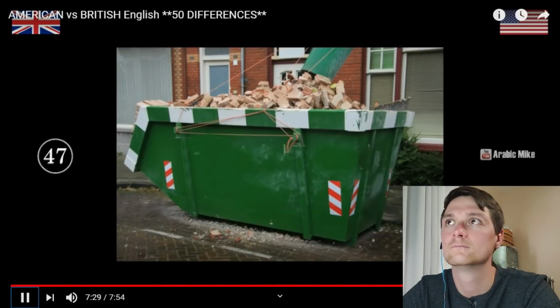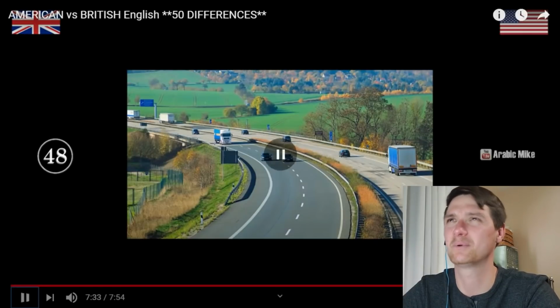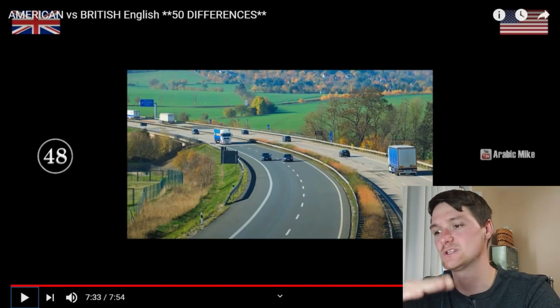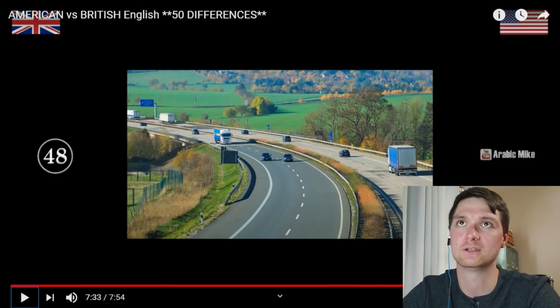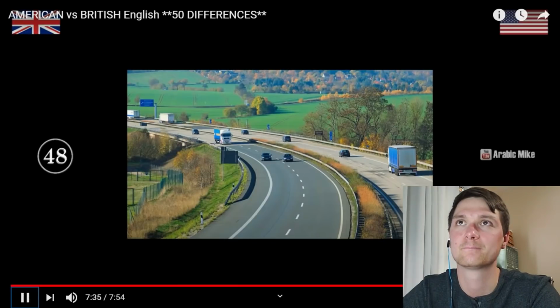What's this? A dumpster. Skip. What? Why is that a skip? It's a dumpster. You throw stuff in, you take it to a dump, and you dump it. Are you guys like skipping stuff into the dumpster? I don't get it.